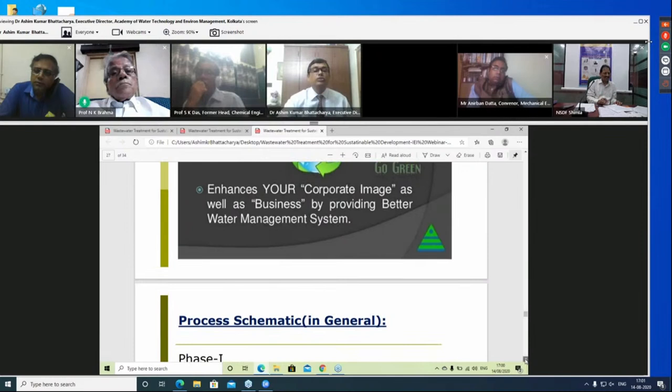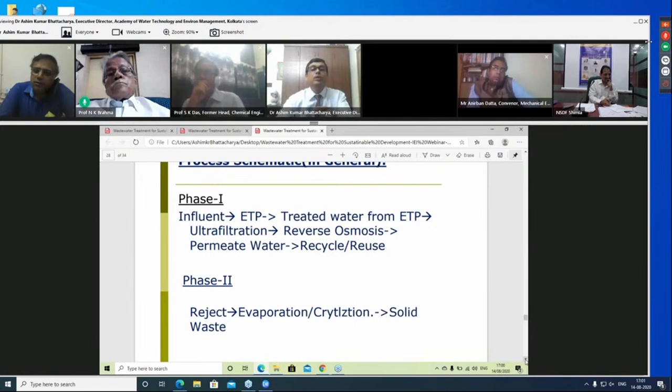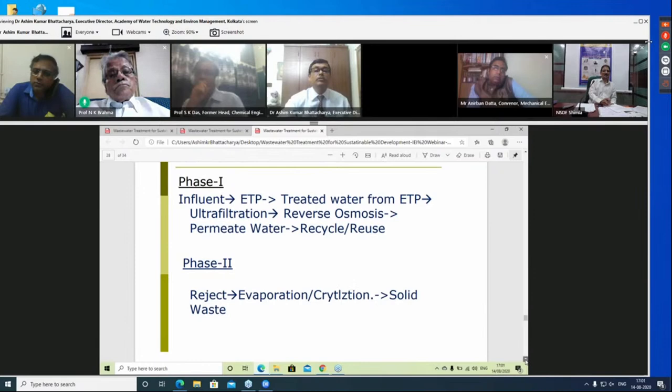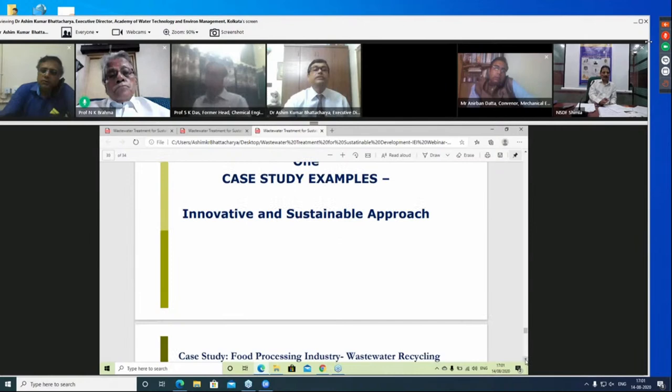So the process schematic for the ZLD: phase one is the influent treated water going to the RO. Then the RO reject goes to evaporation, crystallization, and solid waste. So these are pictures of multi-phase evaporators. Now one case study example, I will quickly share in 2-3 minutes, as I am almost going to conclude.